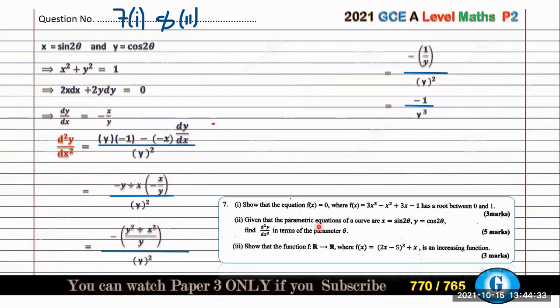But it's not over, because we have been told to give our answer in terms of the parameter theta. So I'm going to replace y in this equation by the y value in terms of theta. So this gives us minus 1 over cos cubed 2 theta. So this is another method. You can choose one of them, the one that you think you can easily work with, and work with it, okay?